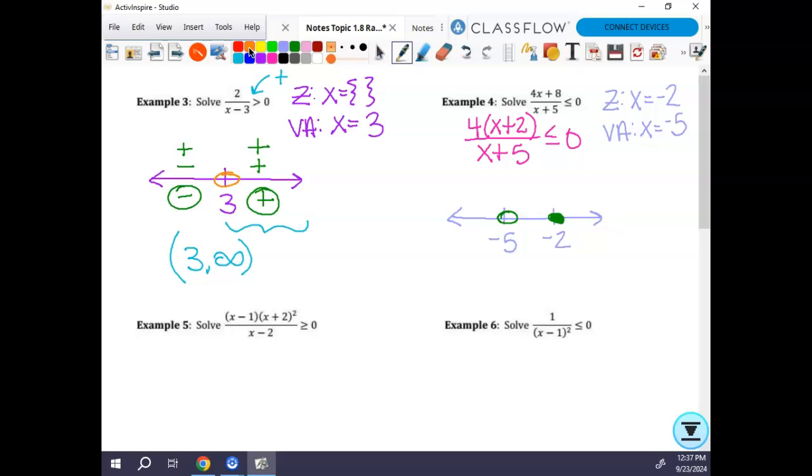I believe so. Let me double check what I have. Here, let me just work through it.